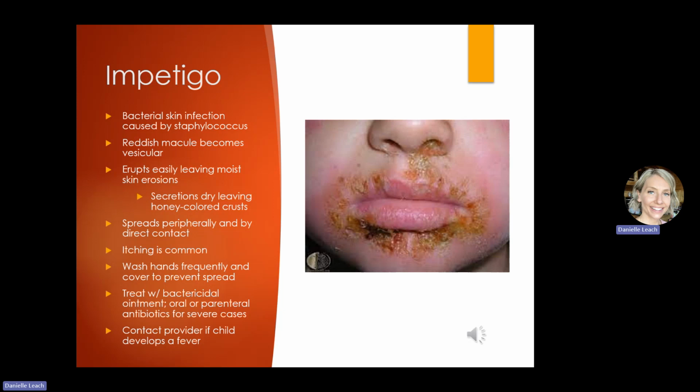Like on this picture on the face, it's going to be pretty much impossible to cover it. But if it was on like an arm or a leg or the trunk, you could more easily cover it. It's treated with an antibiotic ointment. For severe cases, there could be IV or oral antibiotics. So we wouldn't normally expect a fever because this is usually just a skin infection. However, if the child does develop a fever, we would want them to be seen by a provider because they may need oral or parenteral antibiotics at this point.